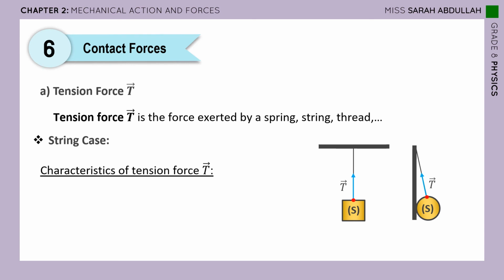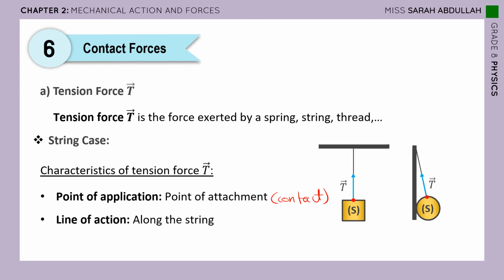So let's talk about the characteristics, which we already said. The point of application is the point of attachment or the point of contact between the string and the object. Line of action, it is along the string, and the direction, it is towards the inside of the string. Okay, it's always towards the inside of the string.